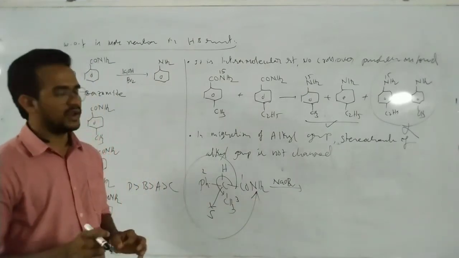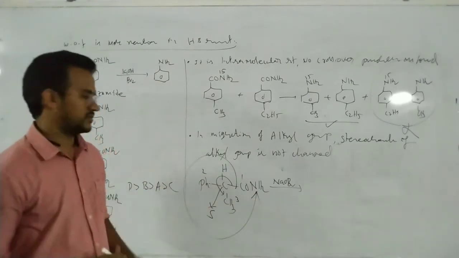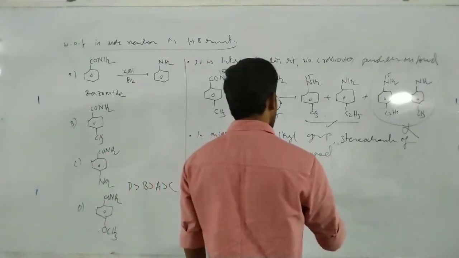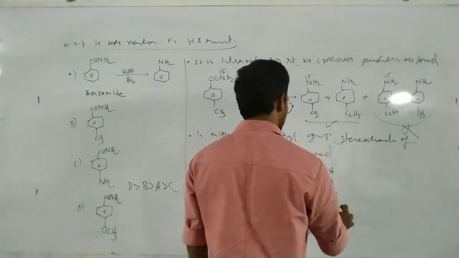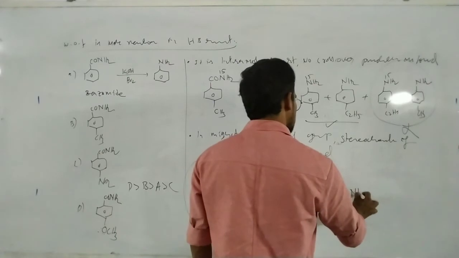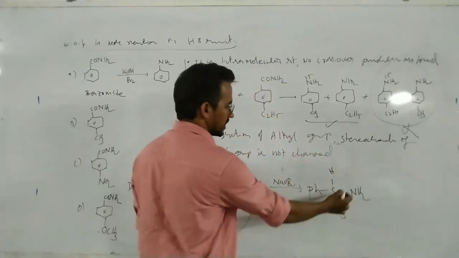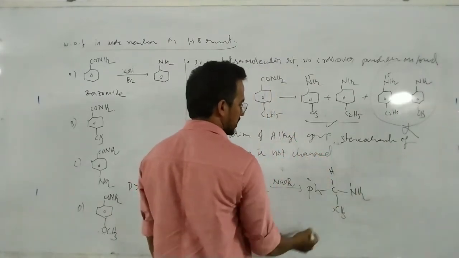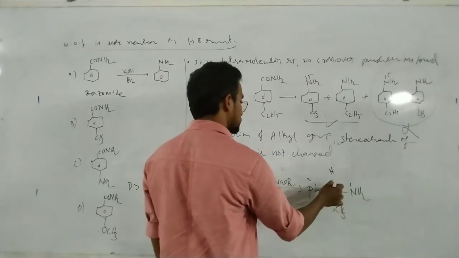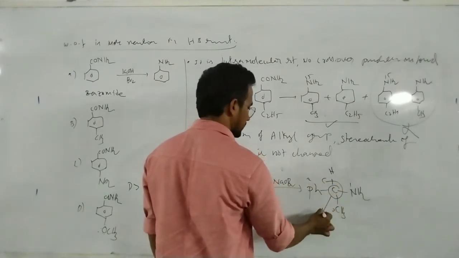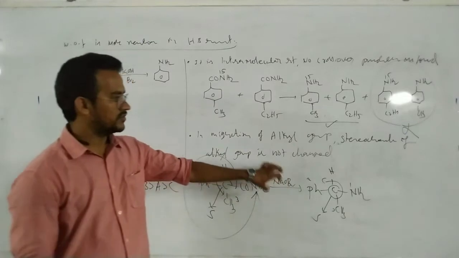In this migration of the alkyl group, the configuration is not changed. That means here we can see the same configuration in the product. So again here first priority, second priority, third priority. So 1, 2, 3. That means S configuration. Okay, so that is the meaning of this point.